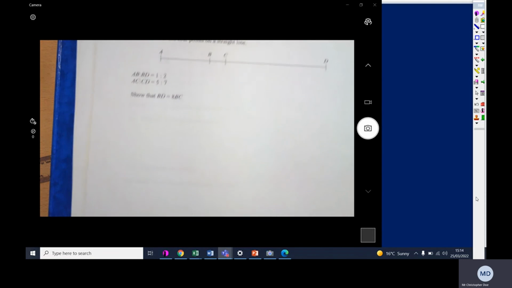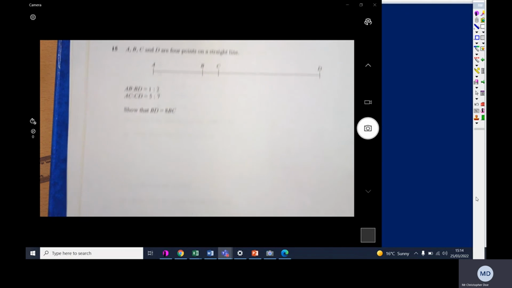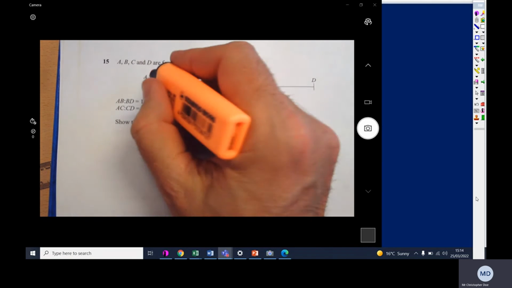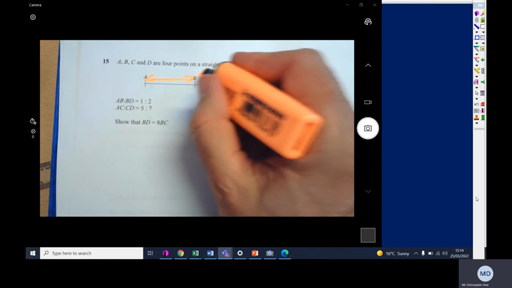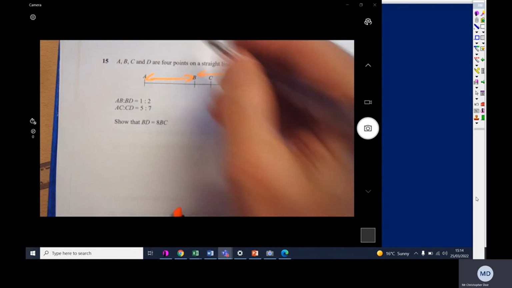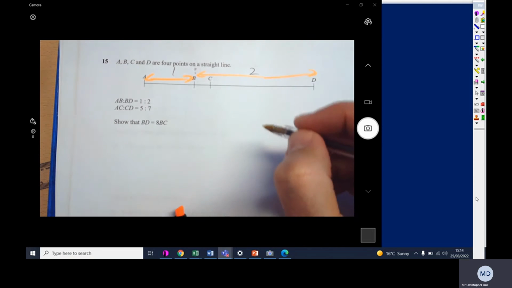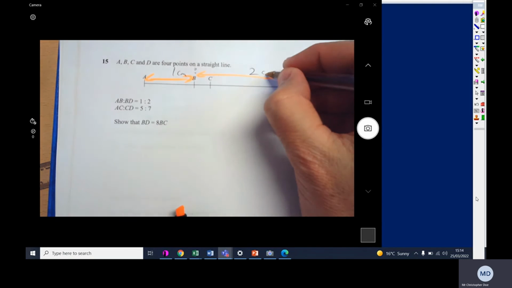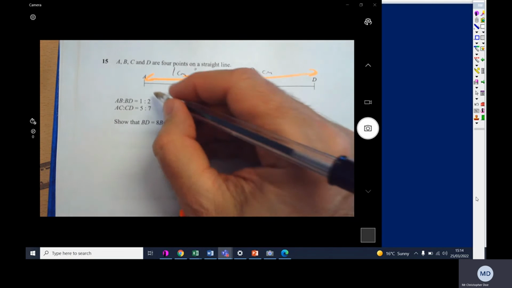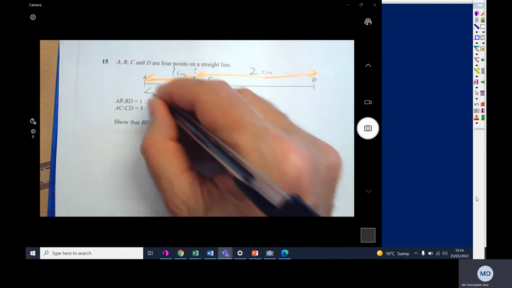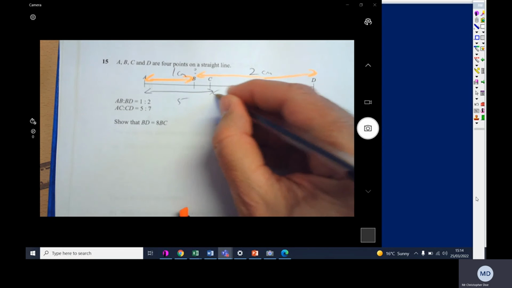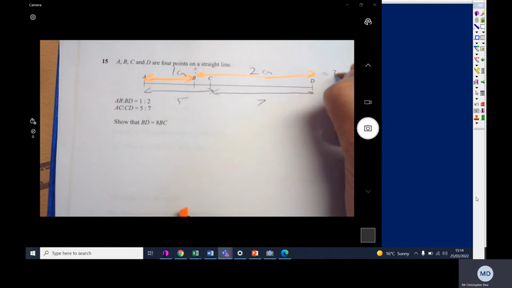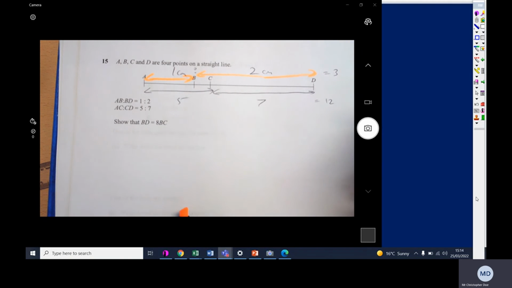Okay, 15. It's a ratio question. You're told AB to BD, the ratio is 1 to 2. So what we're really saying is if we're talking centimeters, well, at 3 centimeters, but then it's got to match the bottom one. The bottom one, AC, is 5, but CD is 7. The top add to 3 centimeters, the bottom add to 12, so it's just not working here.